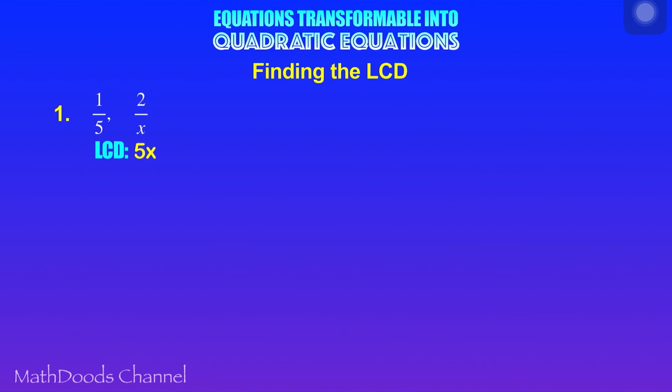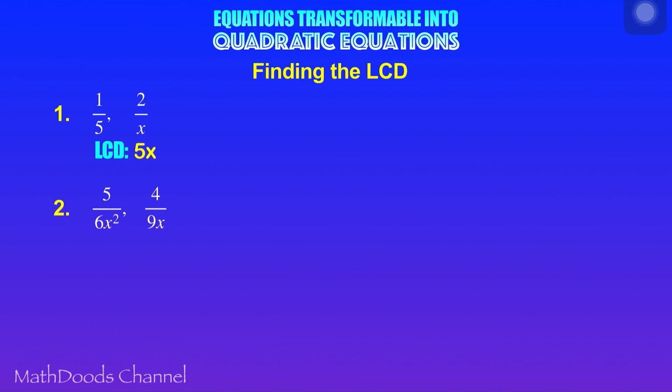So the least number that can be divided by 5 and x without remainder ay yung 5x. Kasi yung 10x pwede ding i-divide yun ng 5 at saka x nang walang remainder. Pero kahit yung 10x squared, pwede ding i-divide yun ng walang remainder. Pero kailangan yung least. Kaya nga LCD, least common denominator.